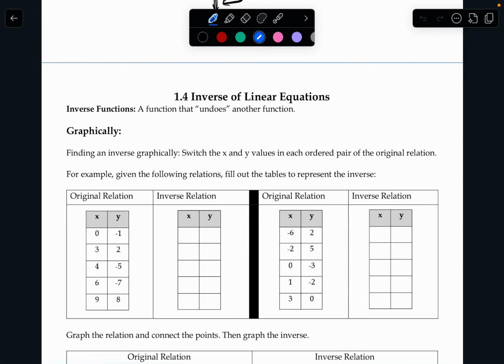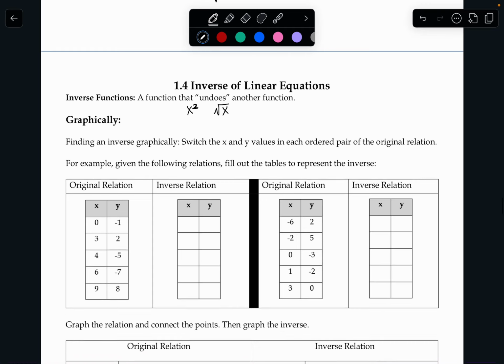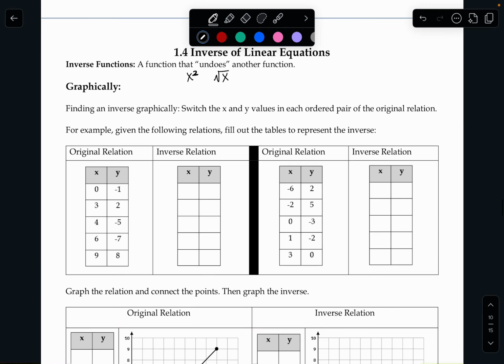All right, in this lesson, we are going to introduce the idea of inverse functions. Whenever you see the word inverse and you're thinking about a function, think of a function that undoes another function. Some common examples would be if I had x squared, where I was squaring a function, the inverse of that would be square root of x. We'll look at those a little bit later, but for right now, we're just going to look at linear functions or just general functions.